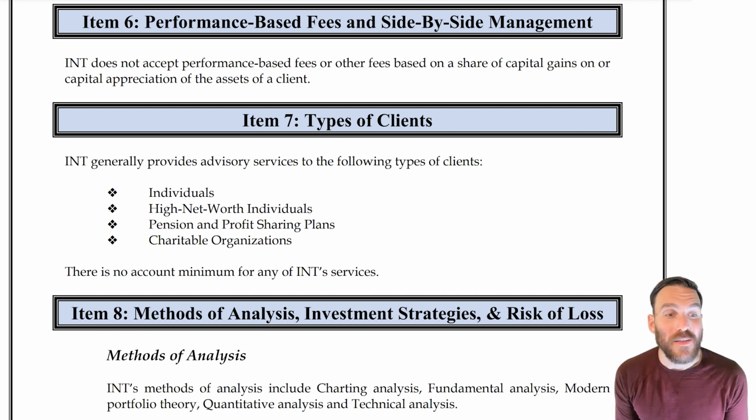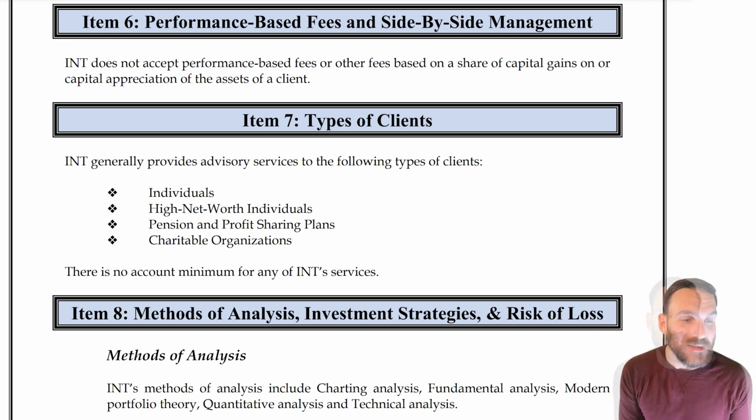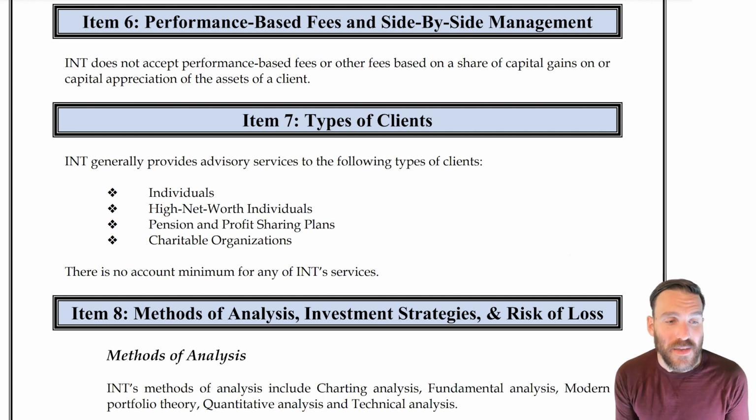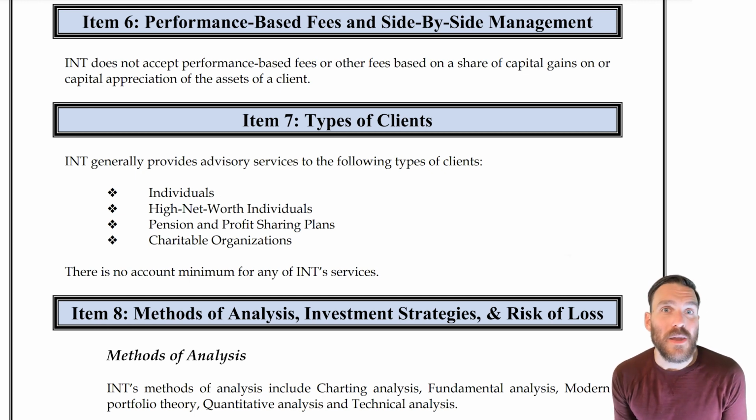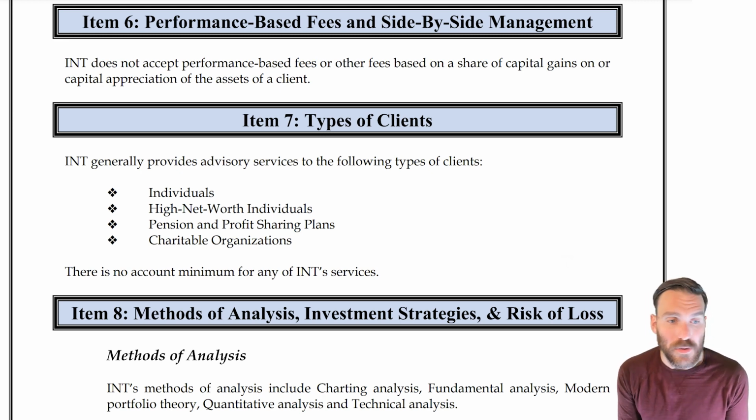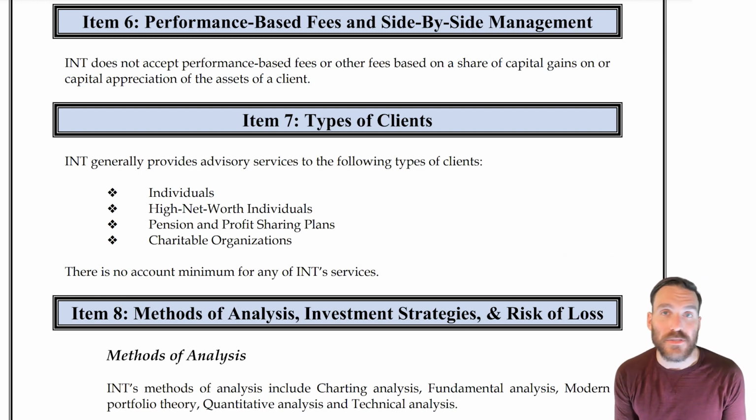Item 7, type of clients. Hey, looks like they do a little bit of everything across the board. We have individuals, high net worth individuals, which are just wealthy people, pension and profit sharing plans, which are institutions, charitable organizations. Seems like they do a little bit of everything here. And also they have no account minimum. So hey, maybe I can show up with $1,000. They can help me invest that money, or I can be a charitable organization or pension plan and have $100 million to invest, and this advisor will still help me.